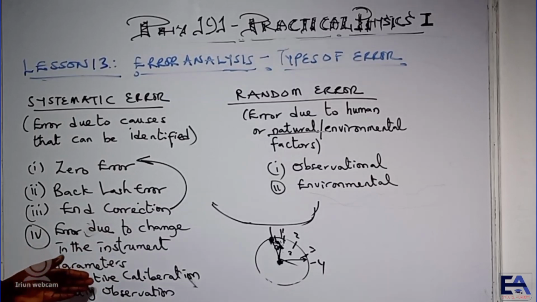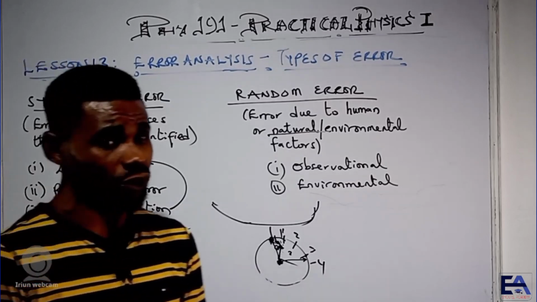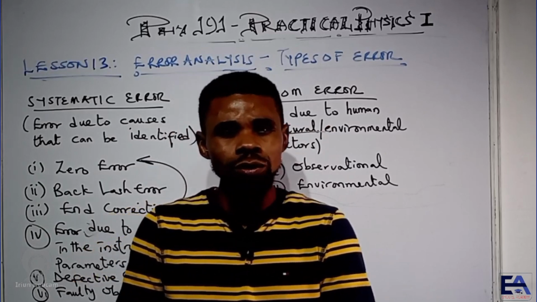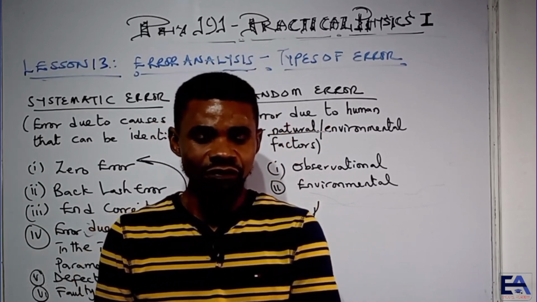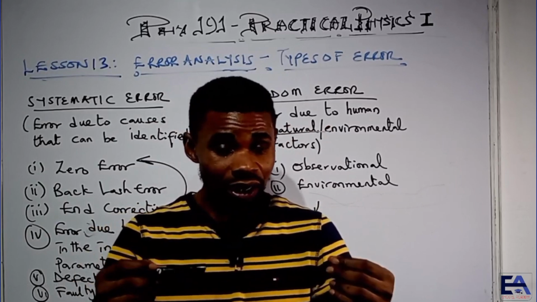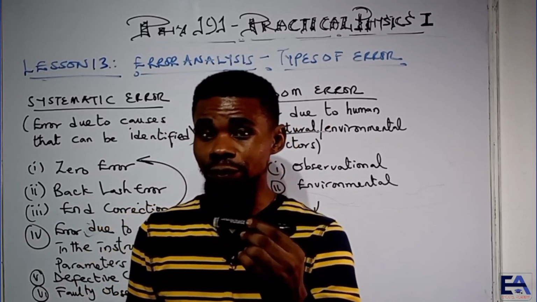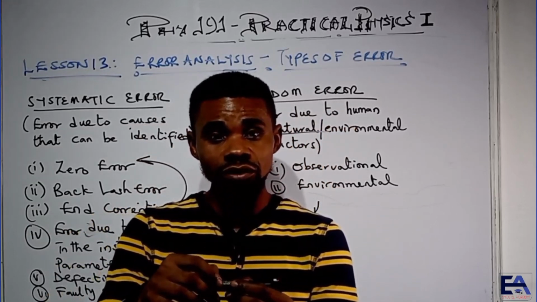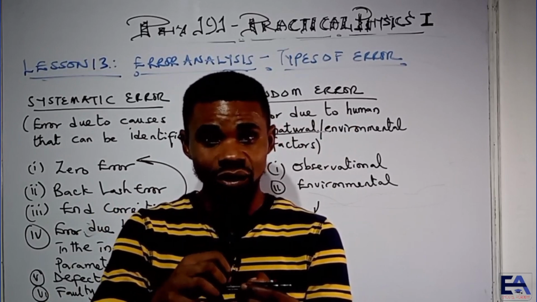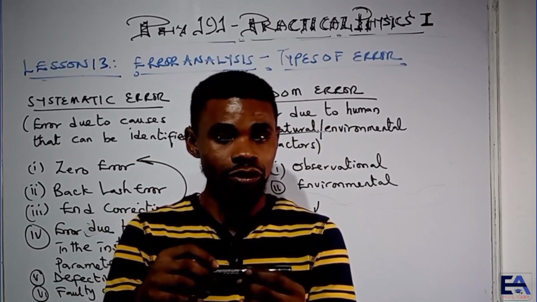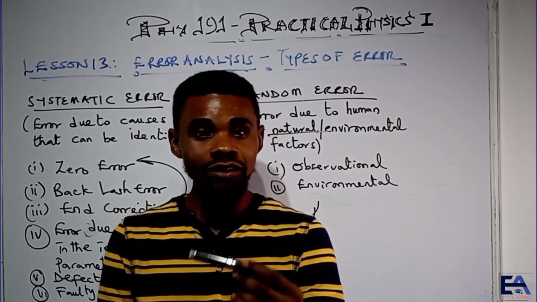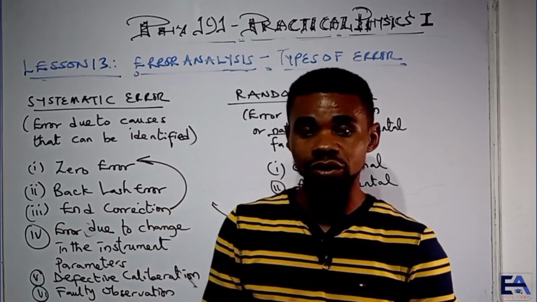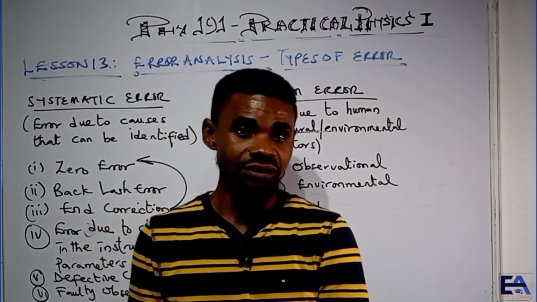Then the next one is defective calibration. Defective calibration happens in the situation where it usually comes from the manufacturer. If you buy a ruler from a particular company, for instance, and the labeling or the marking or the graduation on the ruler is not totally accurate, and you use such a ruler for your measurements, be sure that you are going to get wrong readings.